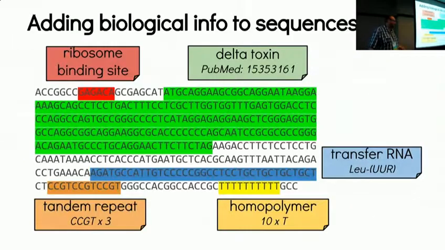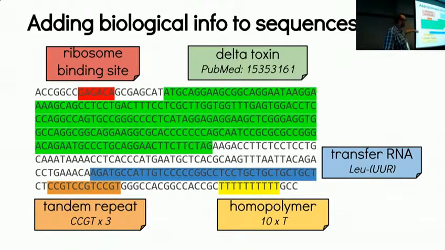So what is annotation? What it really is, is adding biological information to sequences. The contigs you get out are just strings of AGTC. By themselves, they're not that meaningful. We want to actually know what's in there, right? So we can use it to explain things.